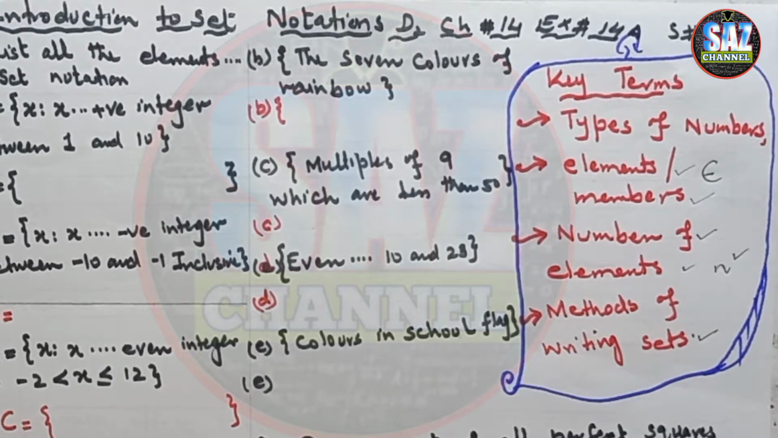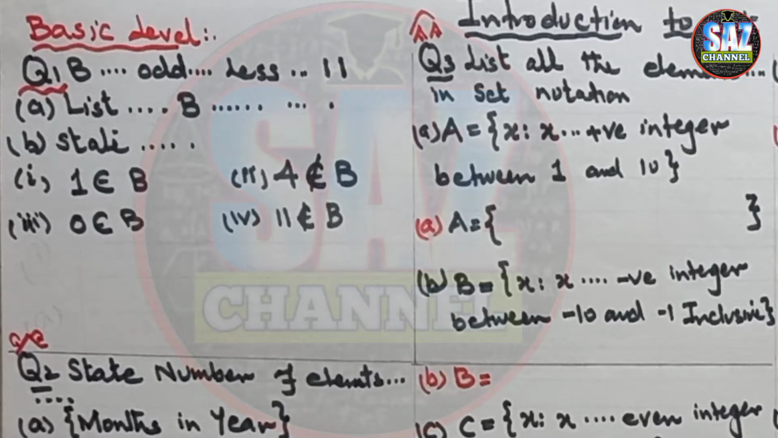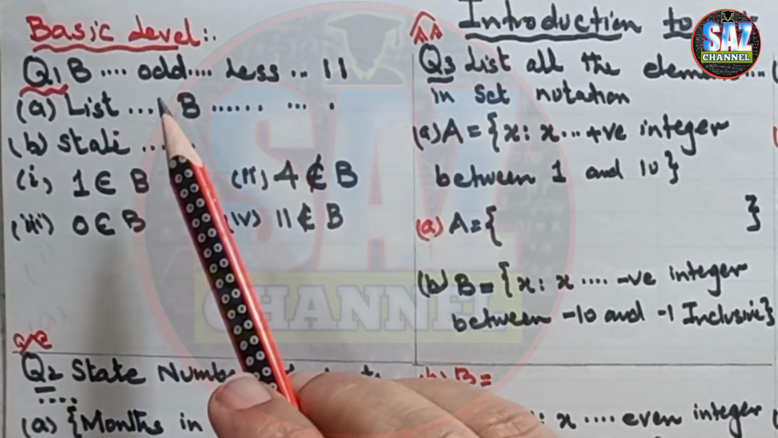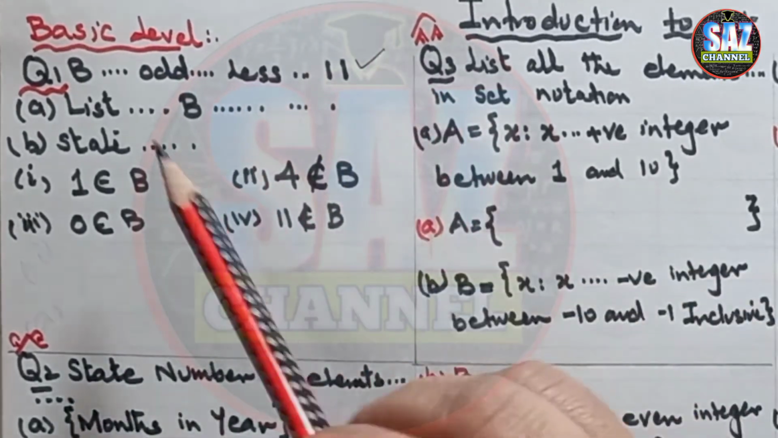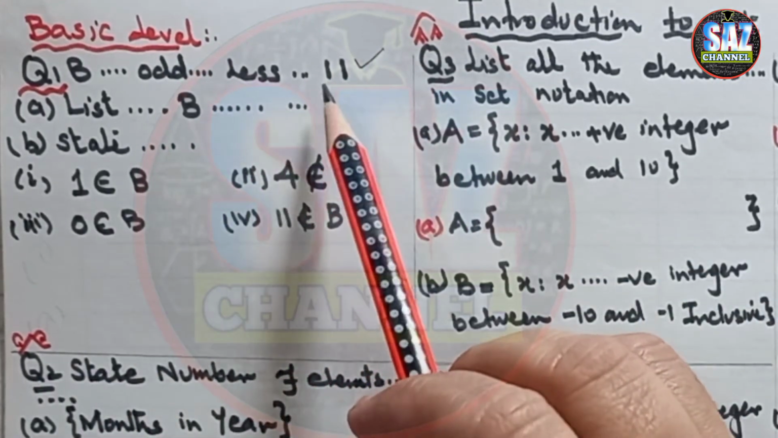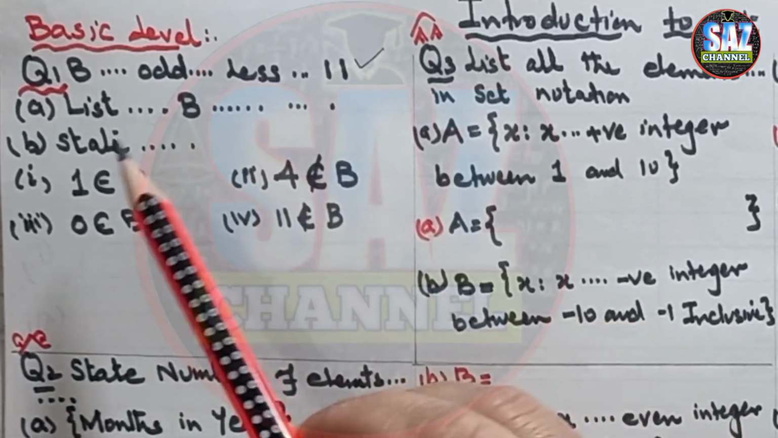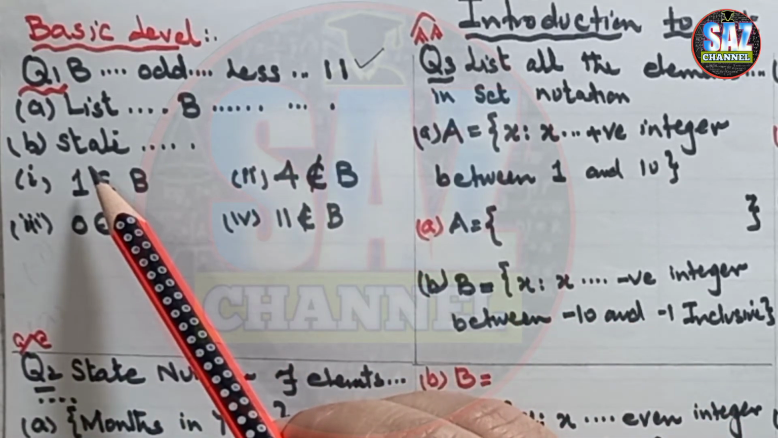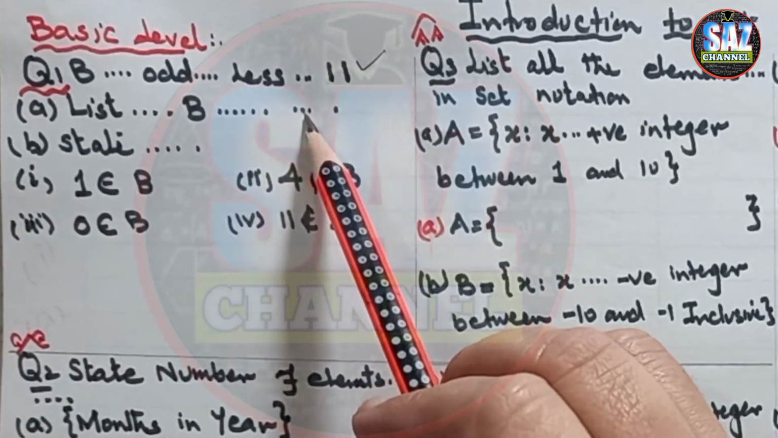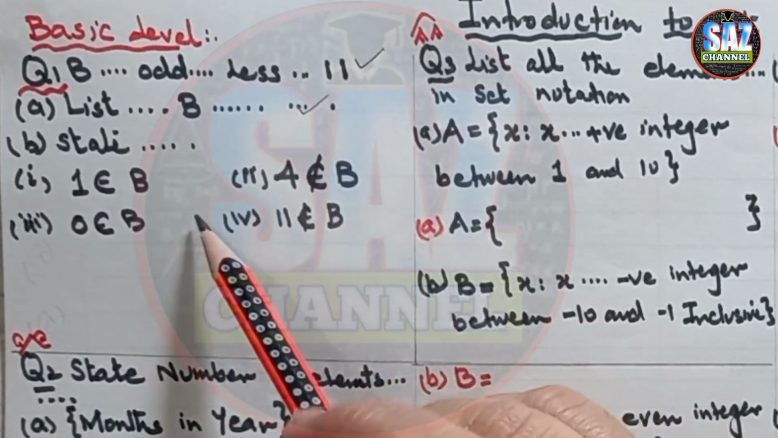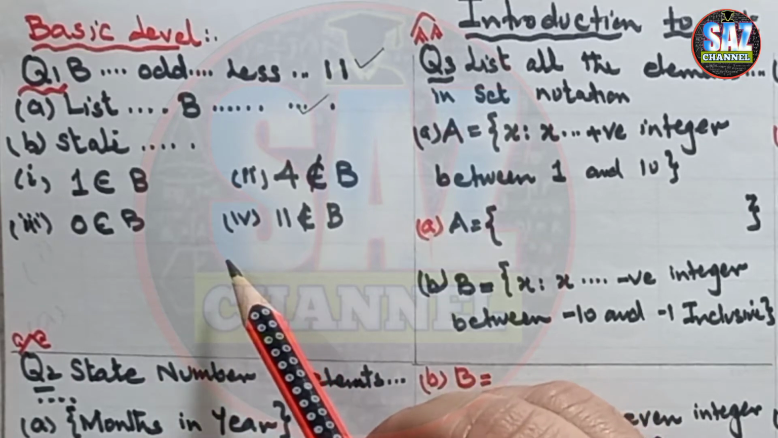Let's move to basic level question number 1, and let me read the question from the book. As the questions are long, I have written the questions in short form. Question 1 says that B is the set of odd positive integers less than 11. First requirement of the question is that we have to list the elements of B in set notation, and then we have to state whether each of the following statements is true or false.